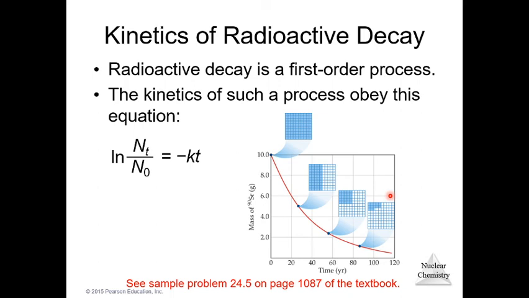Now we're going to use our kinetic skills from two chapters ago, kinetics, to discuss radioactive decay, because we saw from our decay equation a couple slides ago that radioactive decay is a first order process. So we can use our first order integrated rate equation to describe radioactive decay. The natural log of the ratio of our sample at time t versus our sample at time 0 is equal to negative kt. And now we can apply it to something new, radioactive decay.